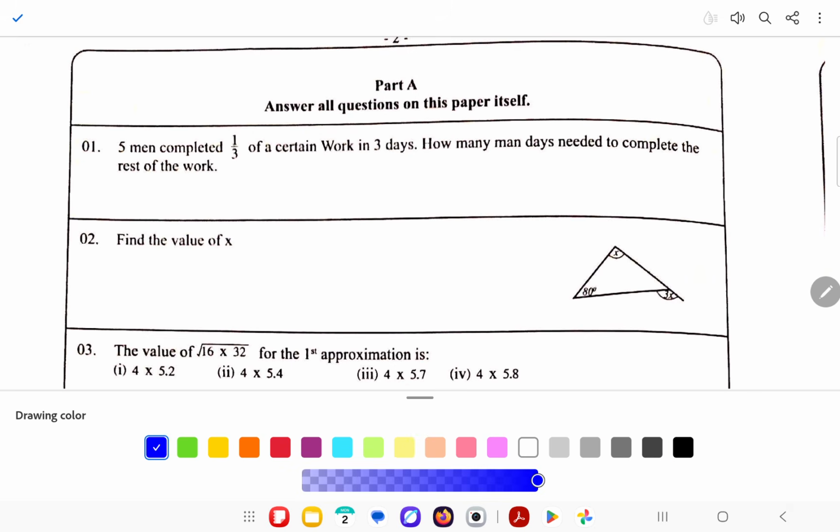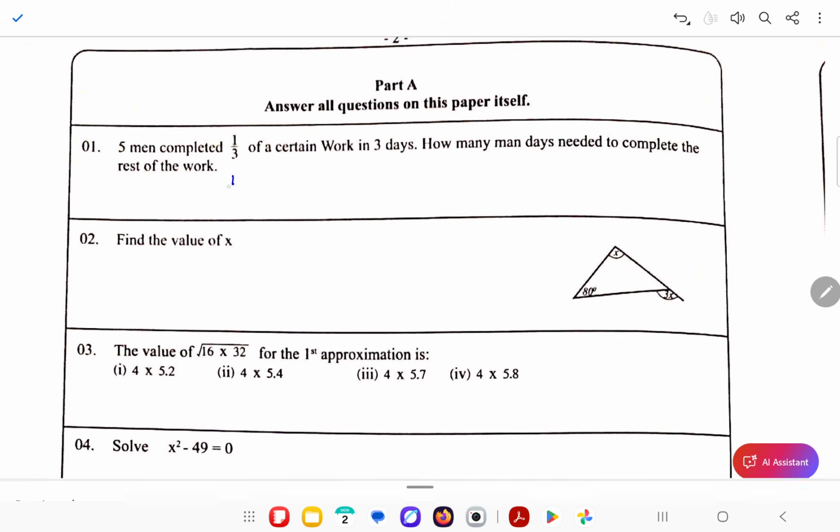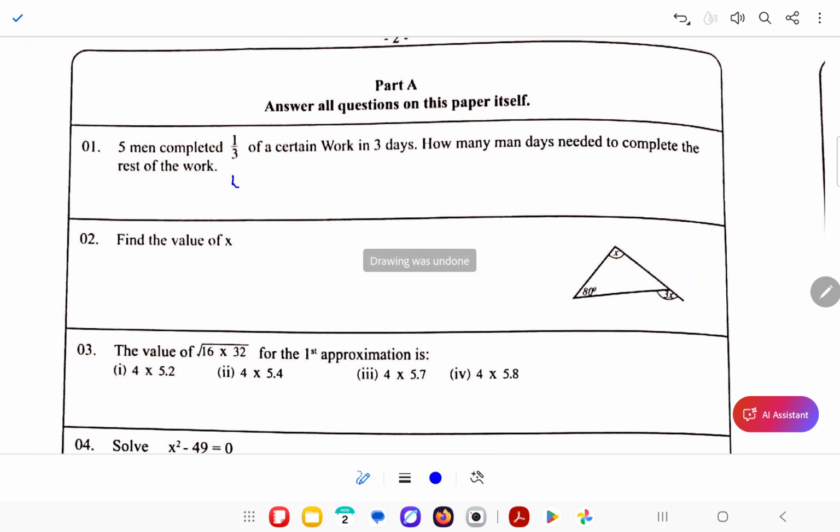5 men completed 1/3 of a certain work in 3 days. How many man days needed to complete the rest of the work? So 1/3 was completed by 5 men in 3 days, so in 15 man days, that is 1/3 of the work.